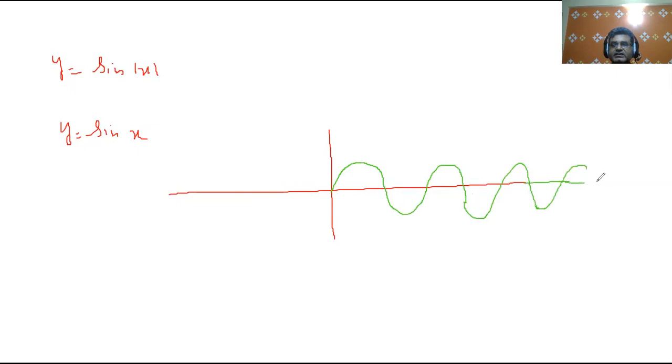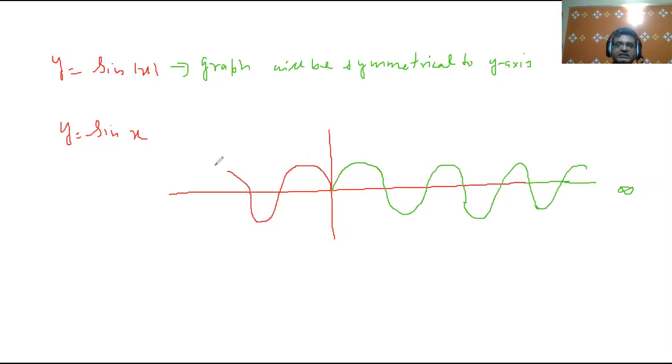In this, it is going up to infinity. When we are putting modulus on x, it means when we are putting modulus x over x, then the graph becomes symmetrical to the y-axis. So whatever the graph of sin x, now it will become symmetrical. It means the graph will be like this. It is just the mirror image with respect to the y-axis.